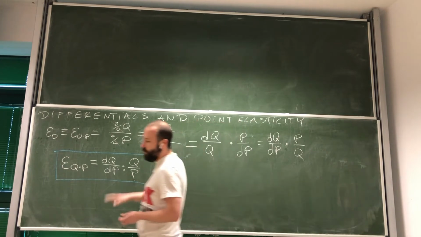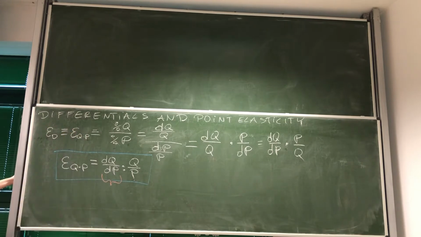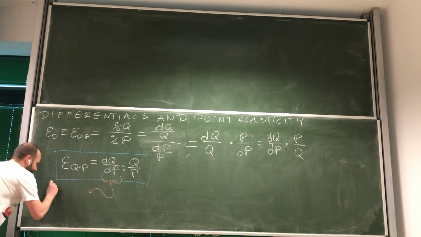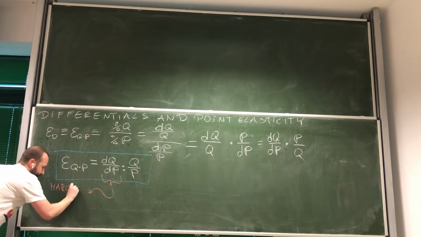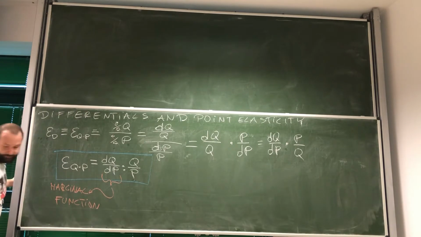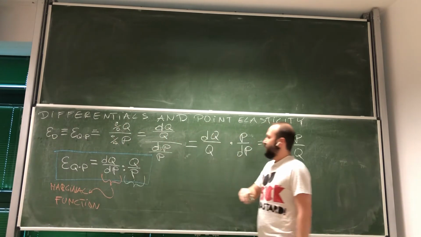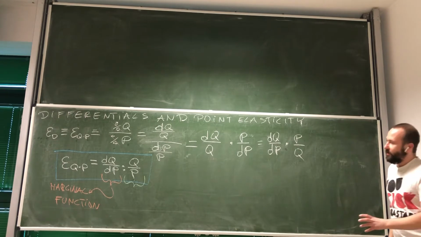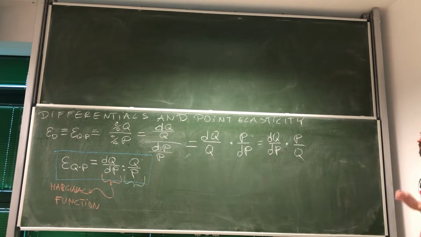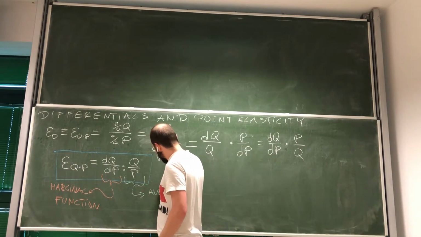However, let's look at the components of this expression. First, what do we see over here? This is the derivative of quantity with respect to price. So this is nothing more than a marginal function. On the other hand, this expression over here gives us the quantity per unit of price, which means that this is an average function.